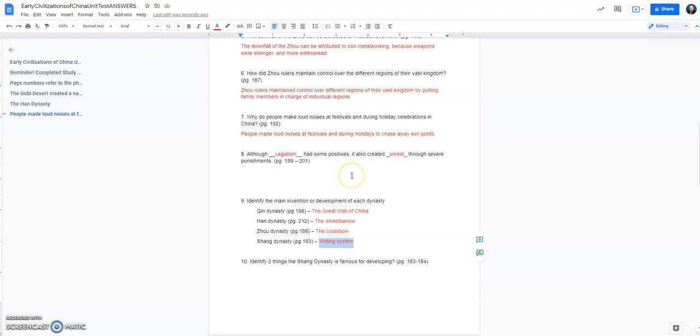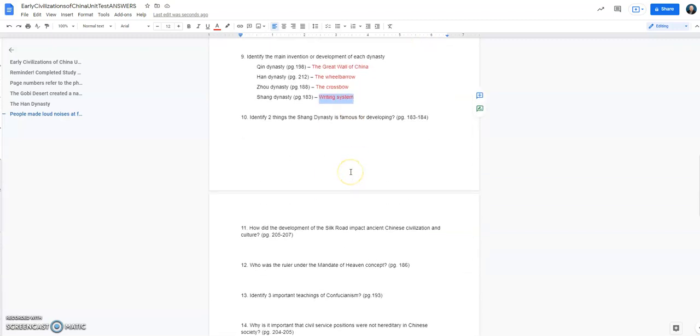Question number 10. Identify 2 things the Shang dynasty is famous for developing. The Qing dynasty is famous for developing pictographs and metal bronze working. So pictographs are kind of a picture writing, similar to hieroglyphics, right? You have little pictures, and obviously those pictures represent ideas or words.